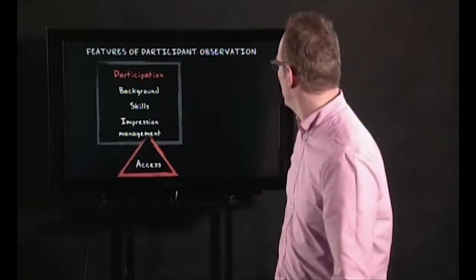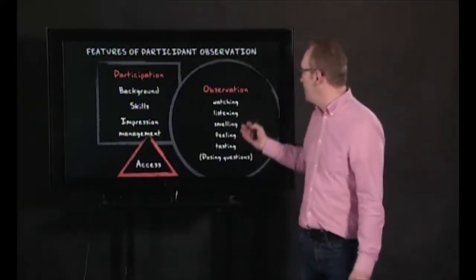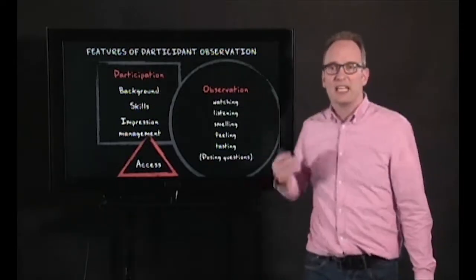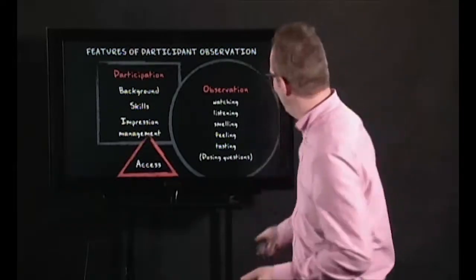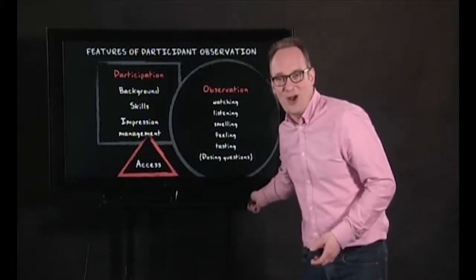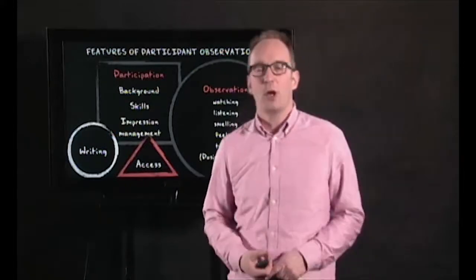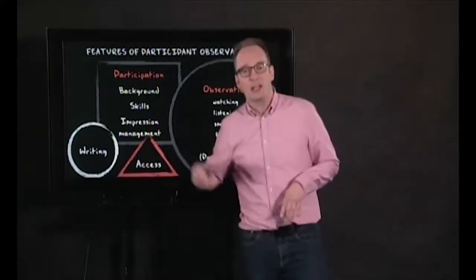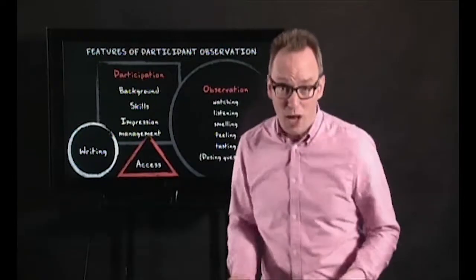What is also important is, obviously, observation. And observation means watching, listening, smelling, feeling, and tasting. And some would say posing questions as well. And the fourth important feature of participant observation is writing. Later on in this course, we will say something about writing as well.